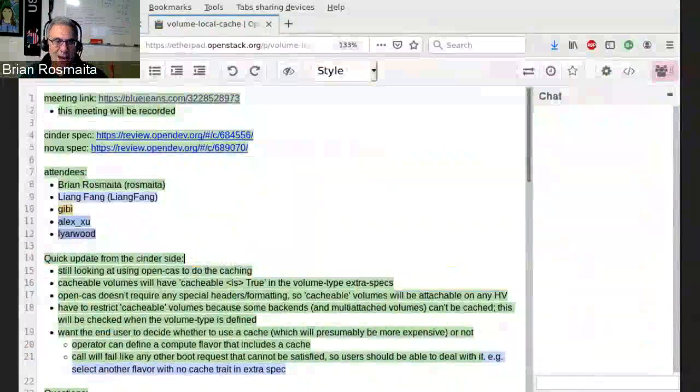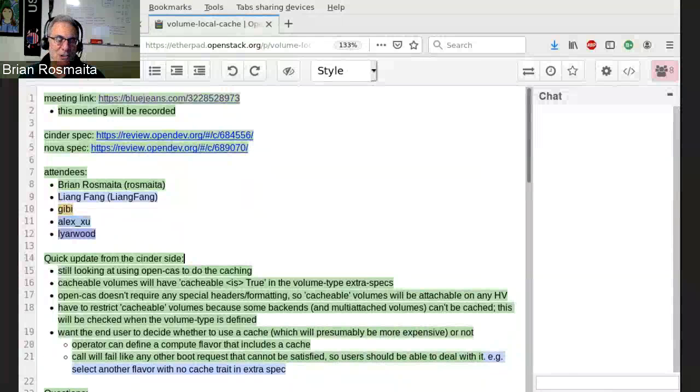Okay, good morning. So I want to just quickly explain what we're thinking Cinder side, and then Lang can take over and we can address the questions that are on the Etherpad and then anything else that comes up. So from our point of view, we're still interested in this.